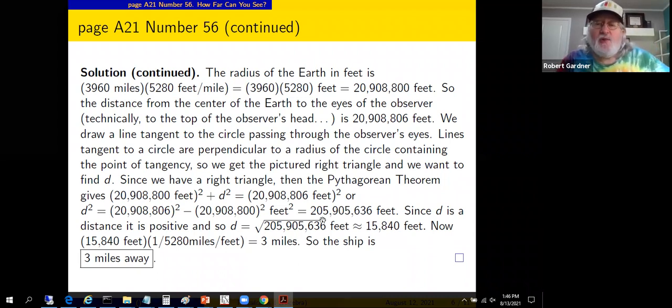So here's D squared. We'll take a square root of that. That'll give us units of feet. Taking a square root of 205 million and whatever gives us 15,840 feet. That's how far the person can see on a perfect sphere who's 6 feet tall.